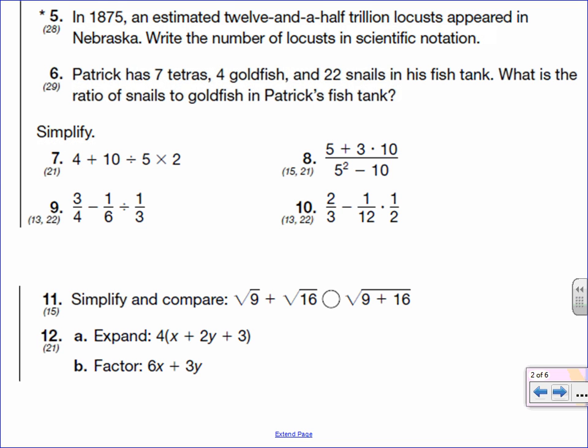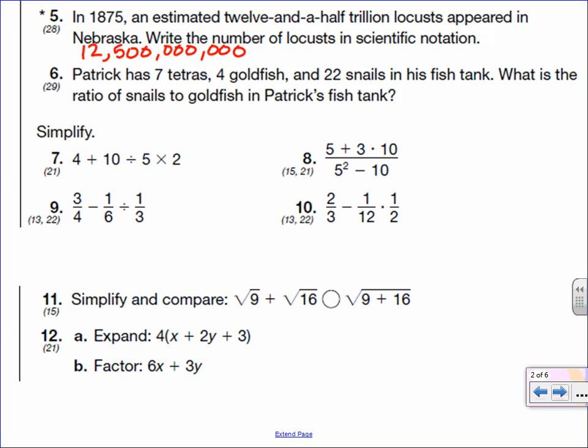In 1875, an estimated 12.5 trillion locusts appeared in Nebraska. Write the number of locusts in scientific notation. So 12.5 trillion, we would have 12 trillion, and then 500 billion is what that would be.